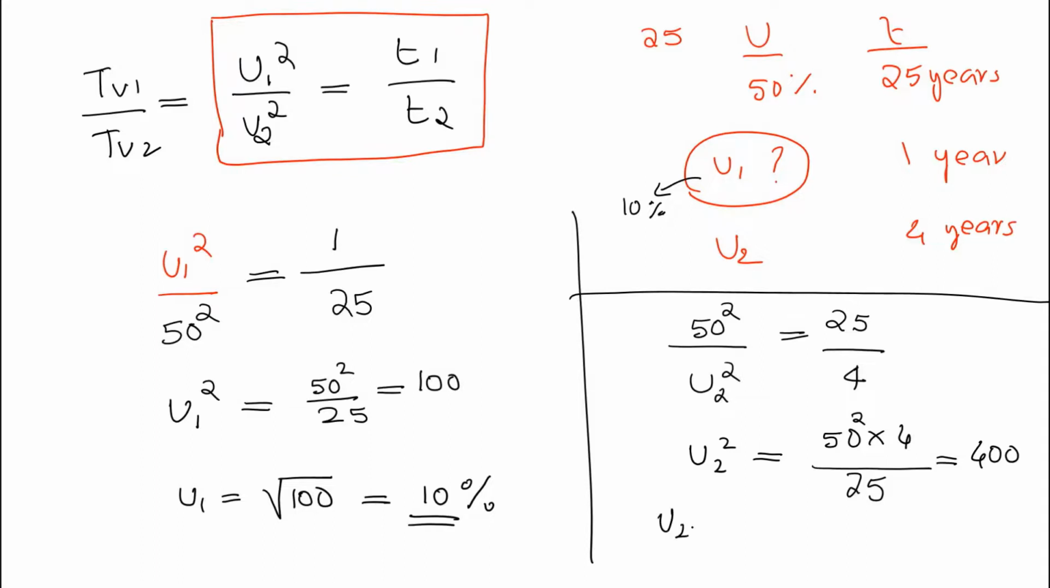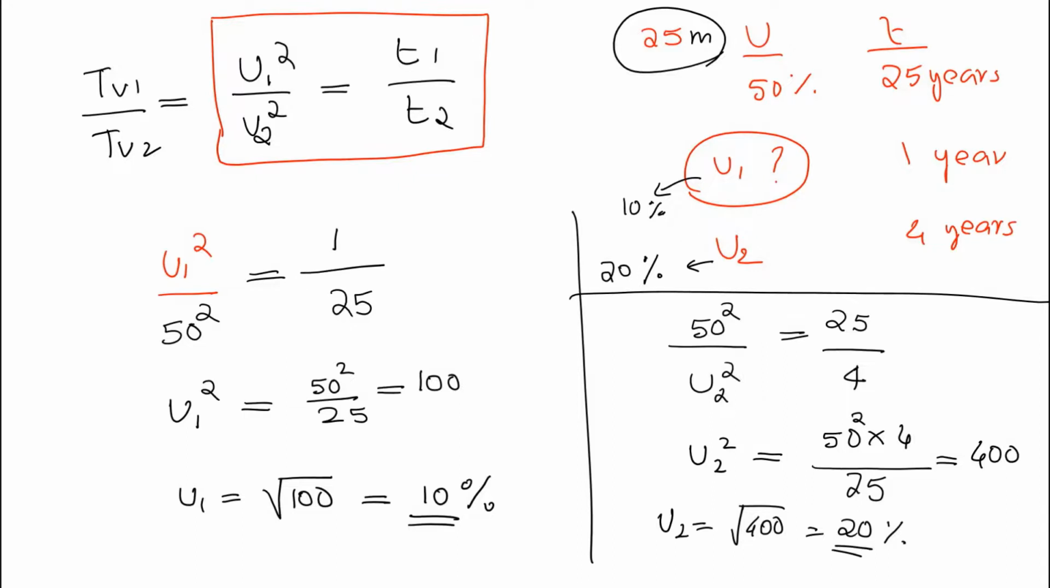So I can write U2 is equal to root of 400, which is 20. That is, U2 is 20%. So after 4 years, it will undergo 20% consolidation. So now we got the degree of consolidation after 1 year and 4 years for the 25 meter thick clay layer. Now the question was not about degree of consolidation, but about settlement.